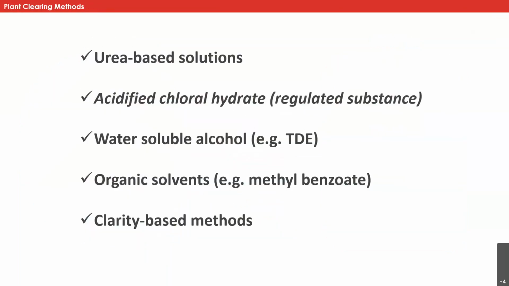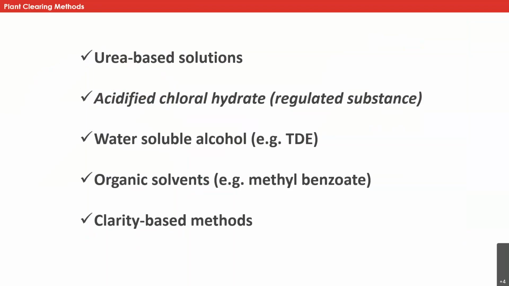Now, looking at the literature, there have been several different ways that people have gone about doing tissue clearing for plants. One of the most popular is using urea-based solutions. More historically, this has been done with an acidified chloral hydrate. At this point, in most countries, this is a pretty toxic and regulated substance, so it might not be as easy to use. There are also groups that do plant tissue clearing with water-soluble alcohols like TDE, and also some that use organic solvents such as methyl benzoate.